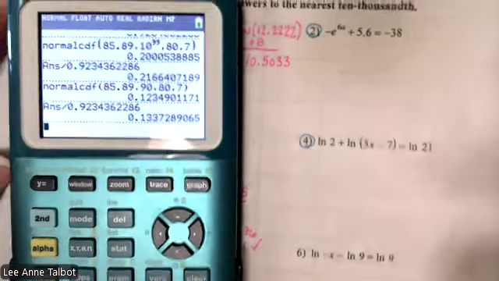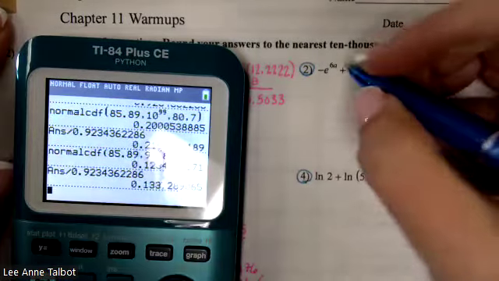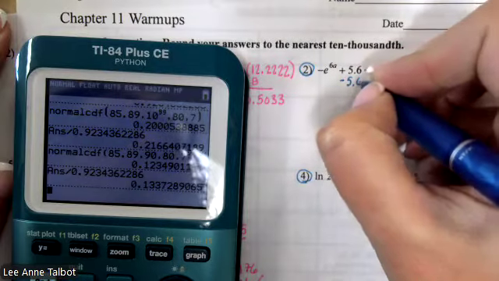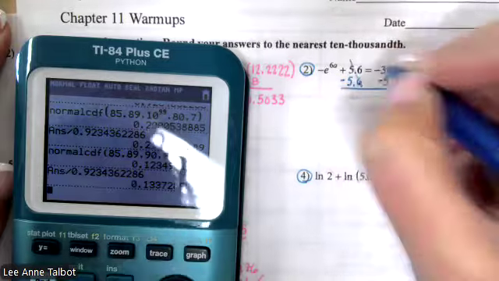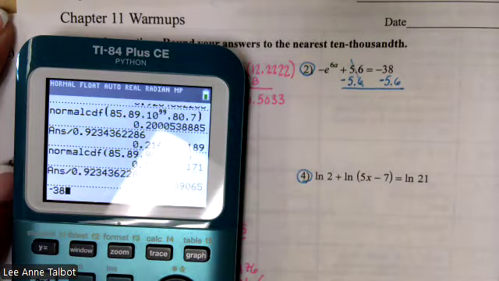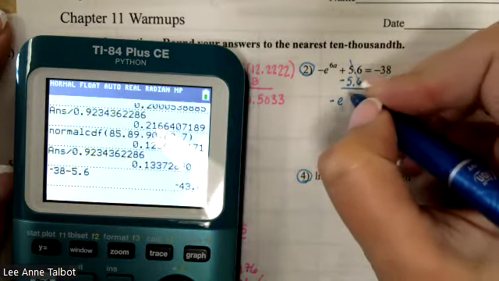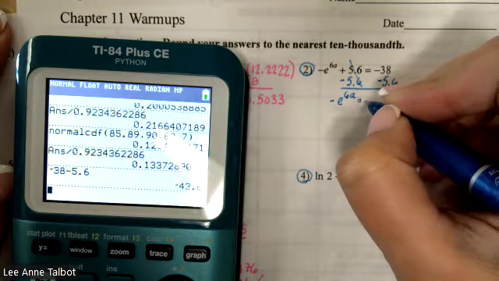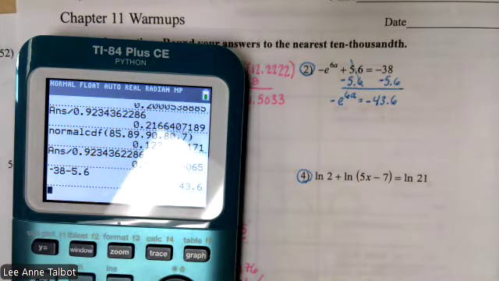Minus 5.6. I'm on the warm-ups, by the way, number 2 and 4. Minus 5.6. Okay, now this one's interesting. There's a negative in front of the E, so I'm going to divide both sides by it.